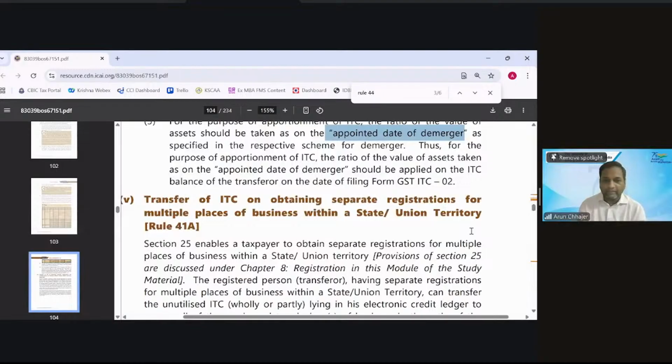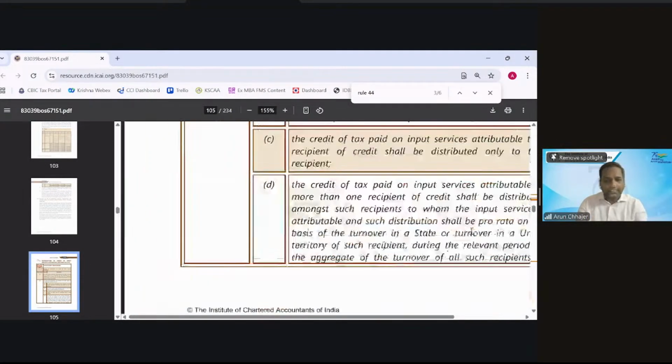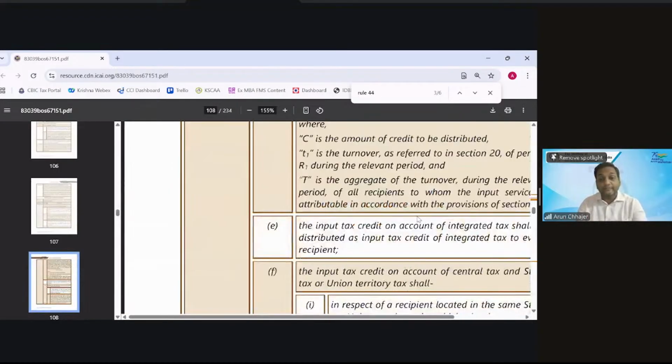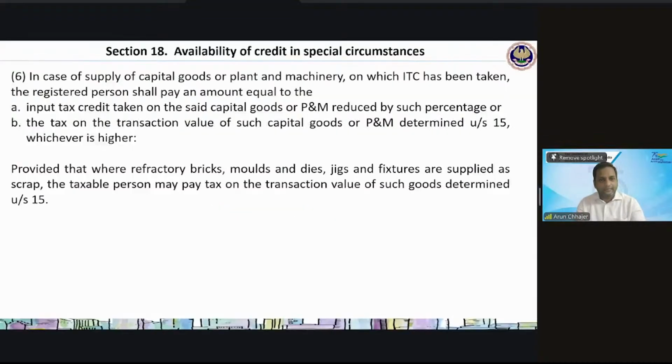Clear? 41A we have already discussed. Now, this ISD part we will take in the last class, next Friday. Next Friday, we will discuss all the provisions of ISD. Now, let's move further to discuss the Excel.